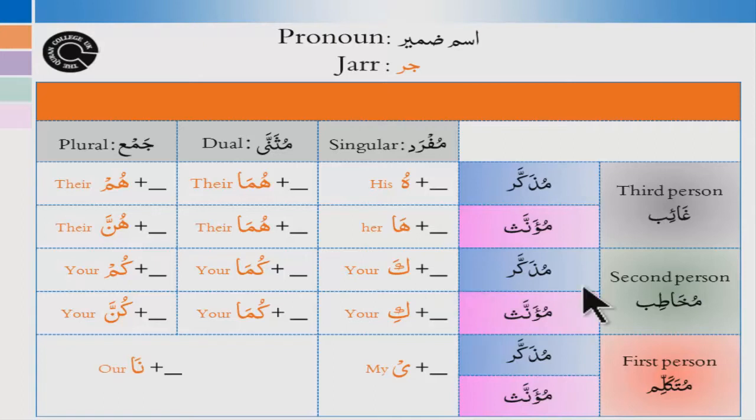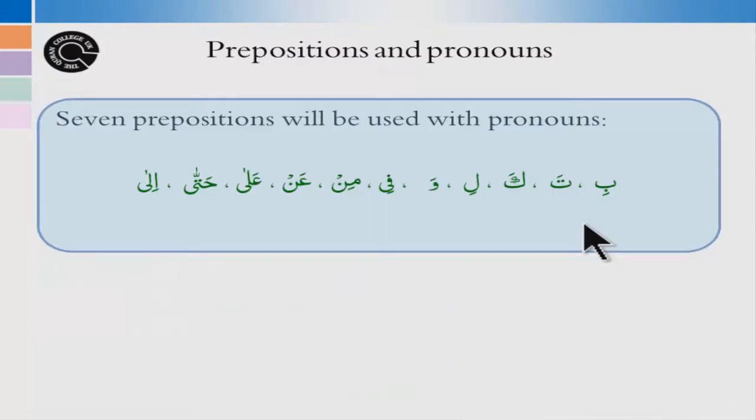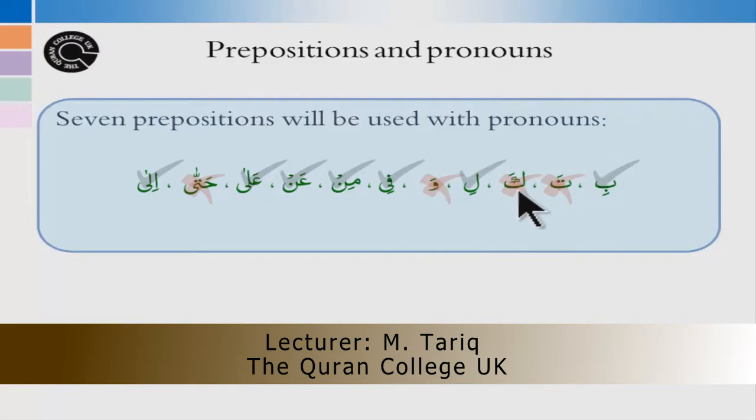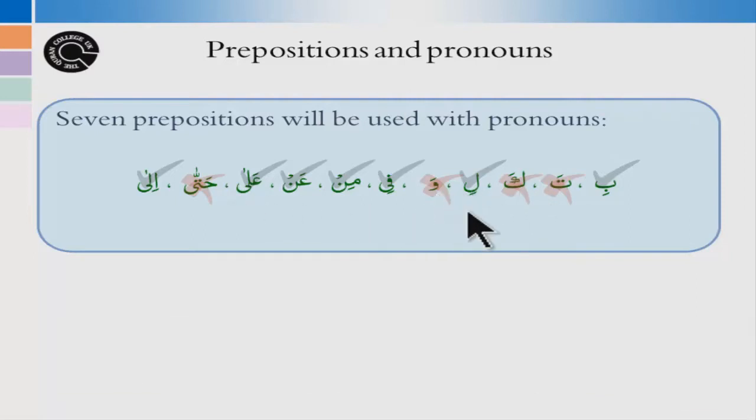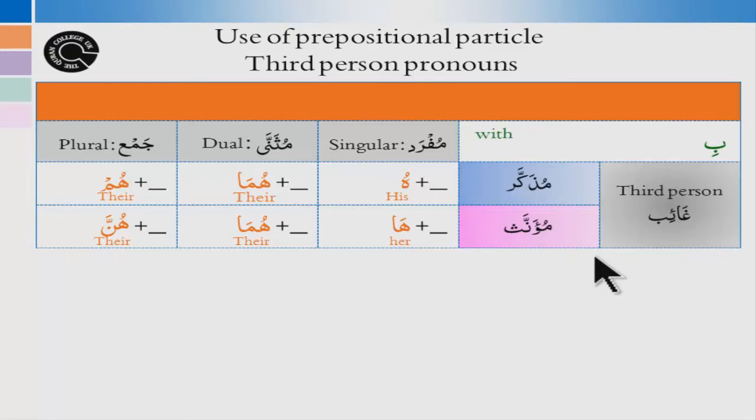Now we will take the preposition particles and apply them on this table and make the preposition phrases from this one. Now let's take the prepositions, and we have learned 11 prepositions. Out of those 11 prepositions, only 7 would be used for the pronoun preposition phrases. So those are ba with a kasra, lam with a kasra, fi, min, an, ala, and ila. So those 7 would be used only and only for the preposition phrases, and the rest would not be used, like ta with a fatha, kaf with a fatha, and then hatta and wa with a fatha. Now let's take them one by one and apply that on the table.